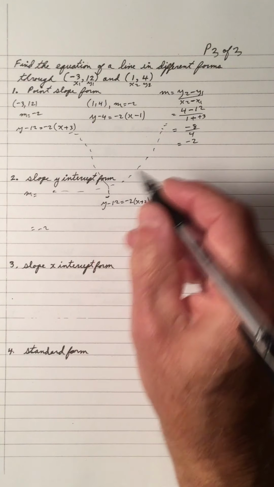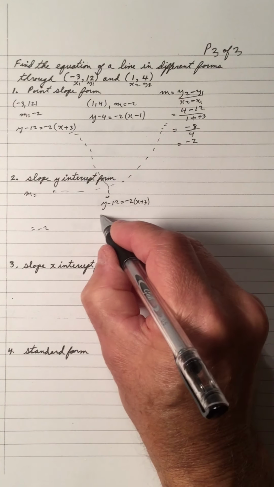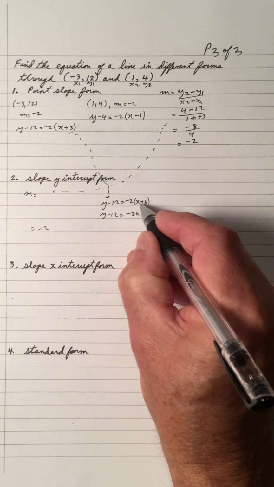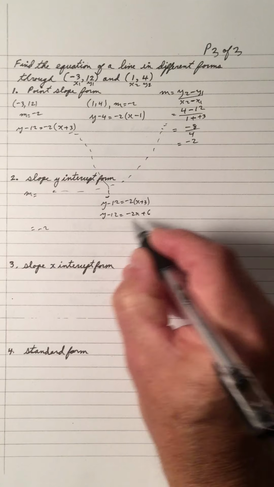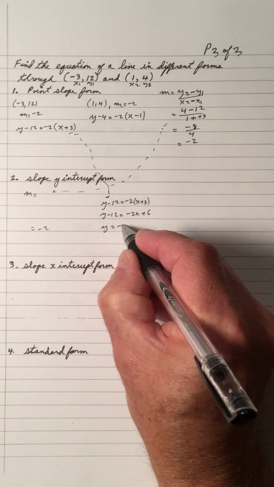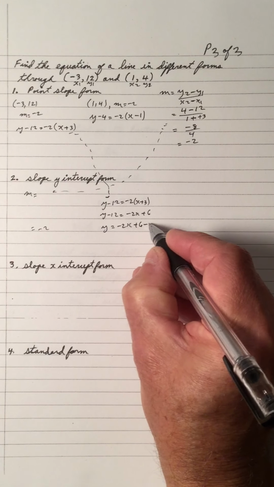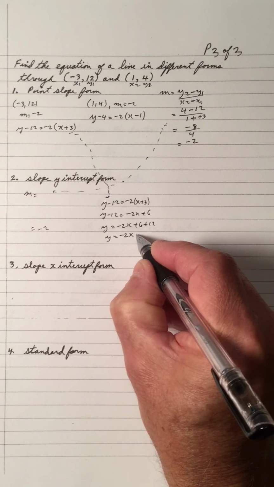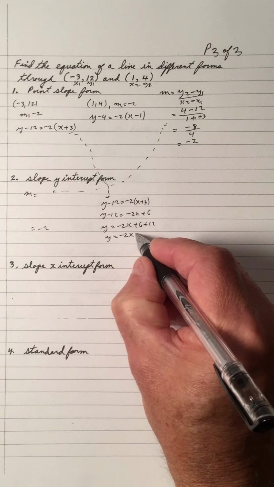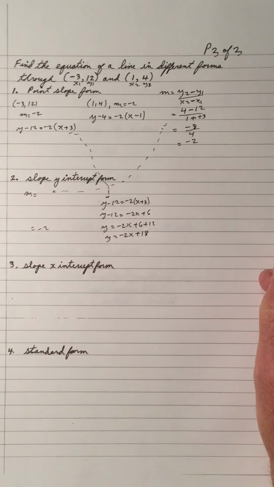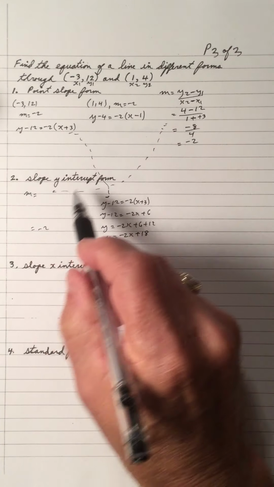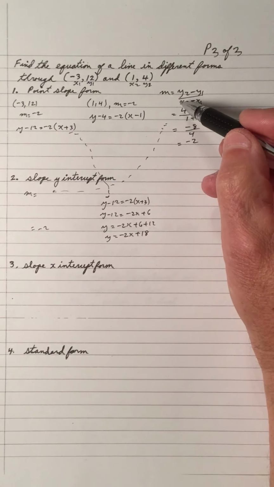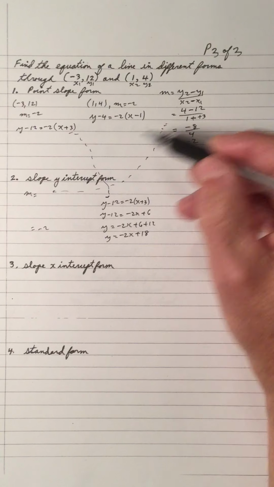And now, if I work this out, negative 2 times x, negative 2 times plus 3, and continue, y equals negative 2x plus 18. So if you were asked to find a slope Y-intercept form for these 2 points, you would do the slope, this right there.